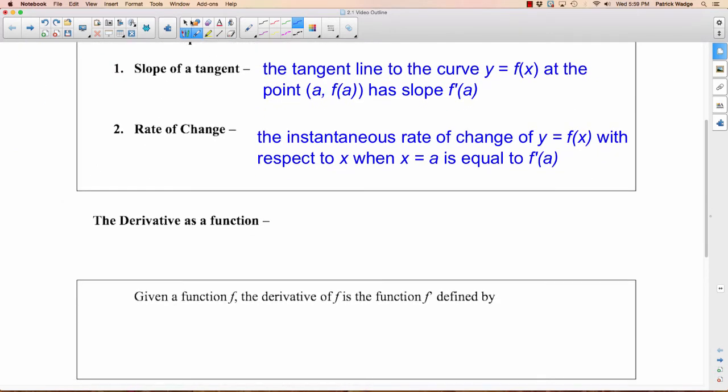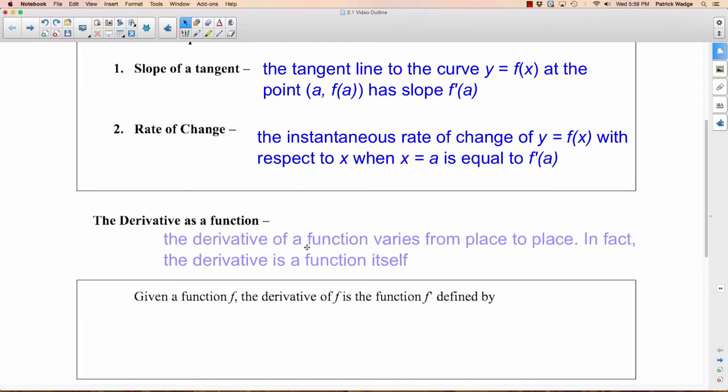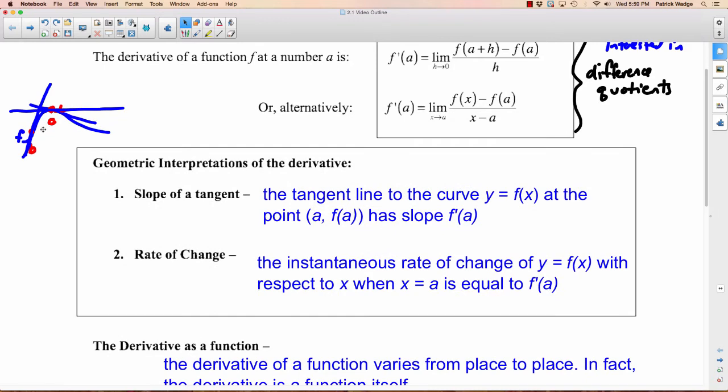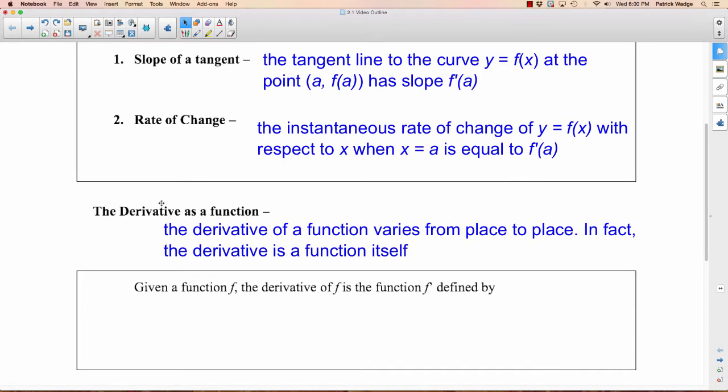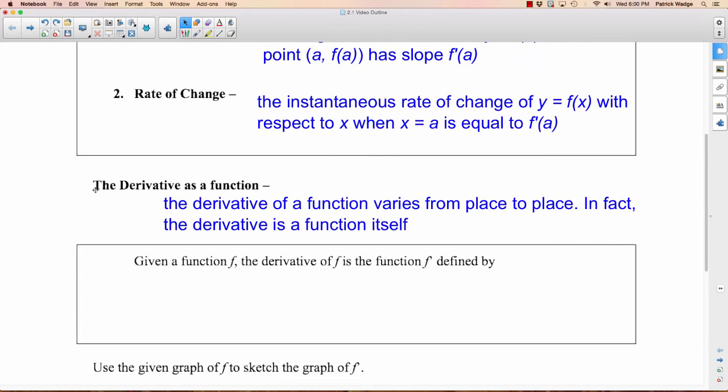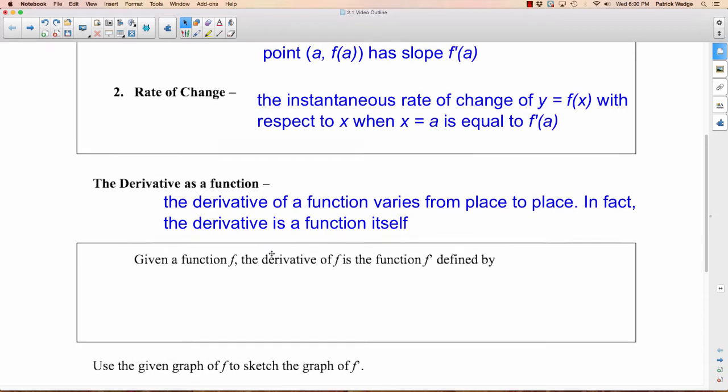So for this reason, the derivative can be thought of as a function as well. The derivative of a function varies from place to place. I've just shown that. Different points have different tangent lines, and the slope of a tangent line is the derivative. So the derivative of a function varies from place to place. In fact, the derivative is a function itself.